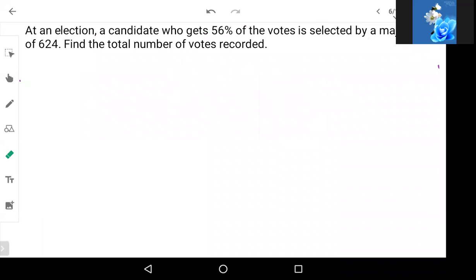Okay. Now moving further, the next question, I think we have another one or two questions left. Let us finish the percentages today. At an election, a candidate who gets 56% of the votes is selected by a majority of 624. Find the total number of votes recorded. So there is an election happening and one candidate is getting 56% of the votes, and is selected by a majority of 624. We have to find out the total number of votes recorded.